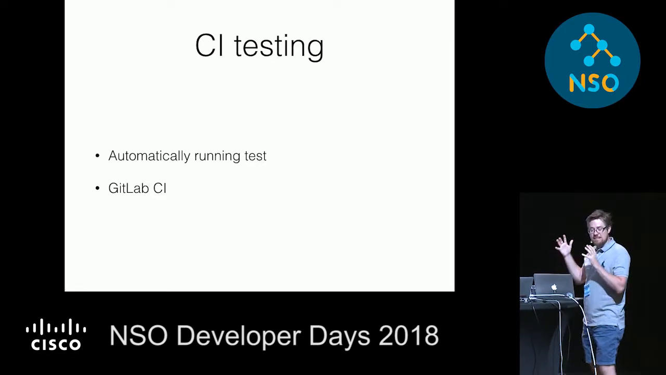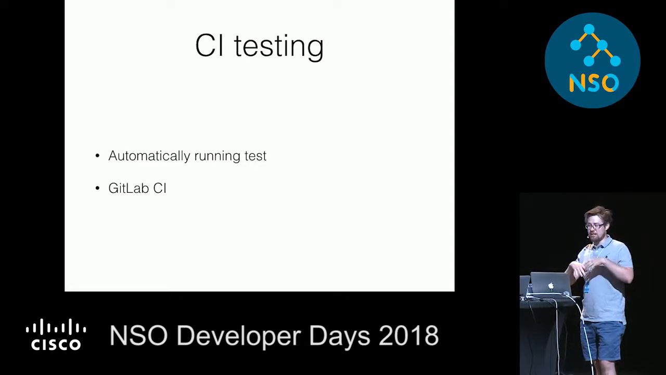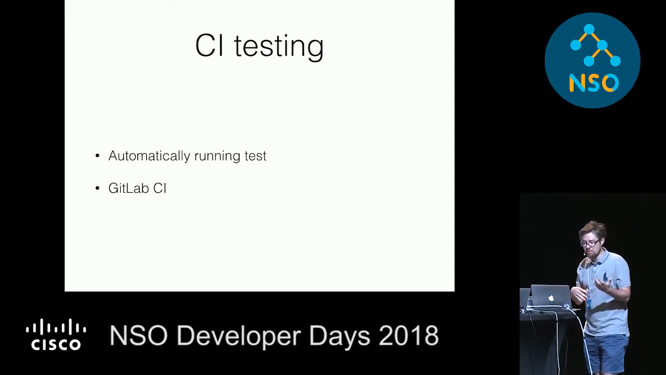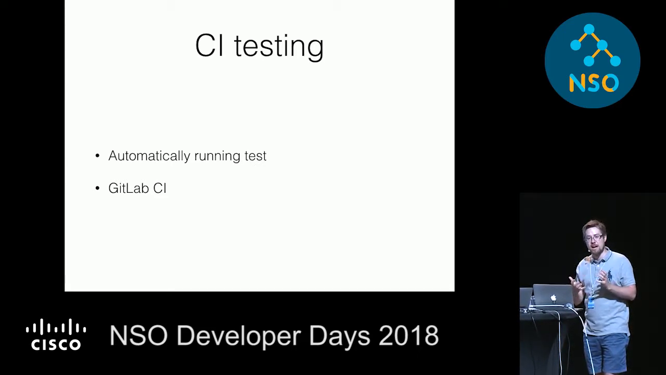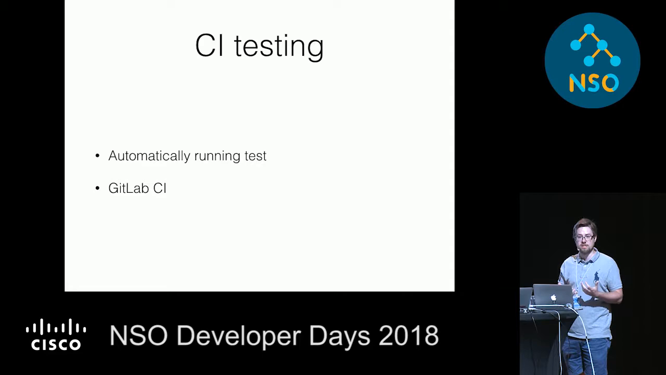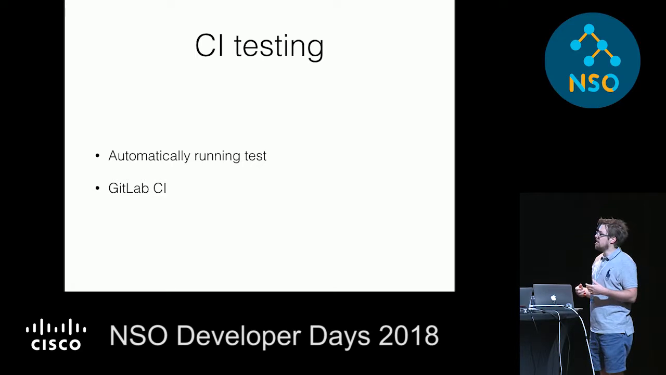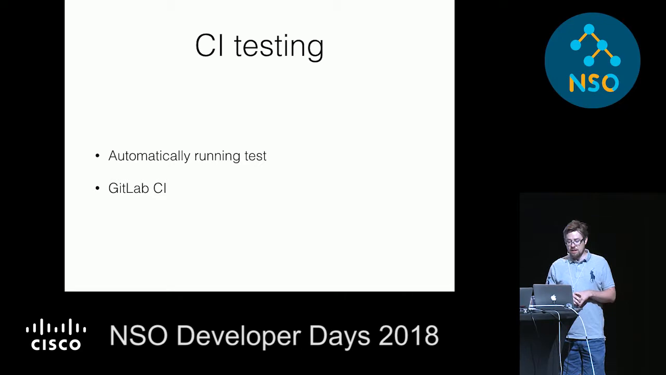A CI testing system can automatically run tests when you push code to your Git repo. We can enforce that those tests must pass before you're able to merge the code to master or something like this. It's sort of like a quality control system, a gatekeeper preventing you from committing bad code, at least if you got your tests right. So we use GitLab and GitLab CI. That's what I will be focusing on here, but it's applicable if you have something else like Jenkins as well. How many in here have a CI system for their NSO development today?